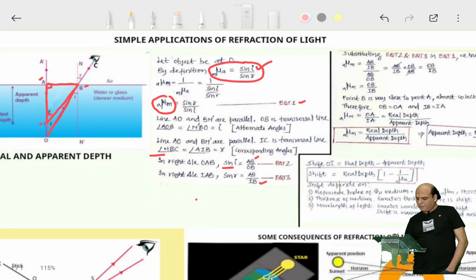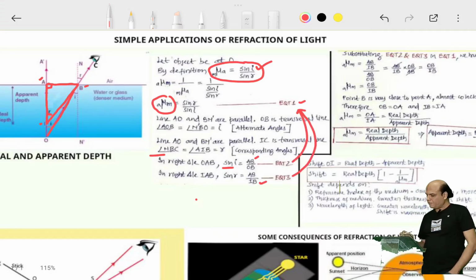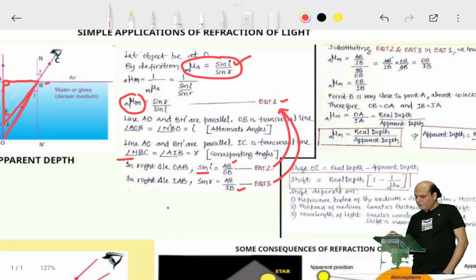Now, when we substitute these two equations in equation 1, the refractive index of the medium with respect to air is sin i, that is AB by OB, divided by sin r, AB by IB. Okay, when you simplify this, AB gets cancelled, so you get OB by IB.